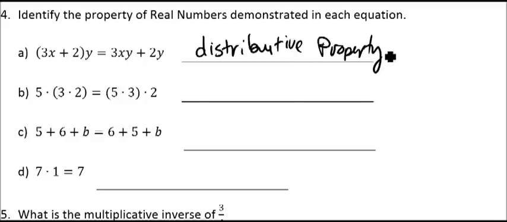And what we're distributing doesn't have to be in front or anything, but I'm distributing y to both the 3x and the plus 2. The next property here we have 5 times 3 times 2 equals 5 times 3 times 2. And this is just an example of the associative property. I'm changing the association that I see here.